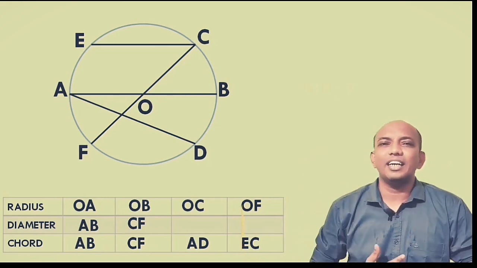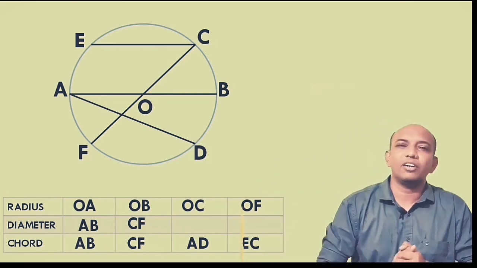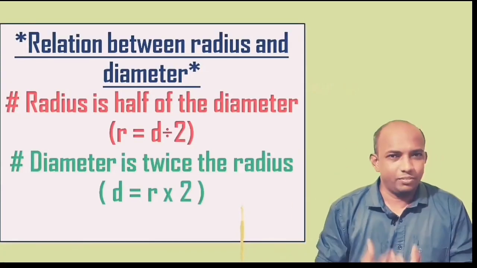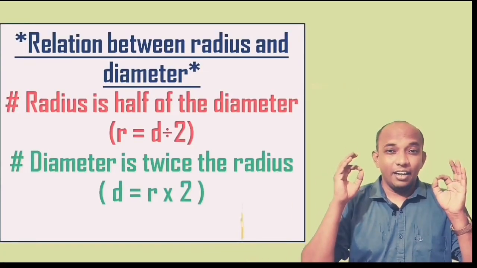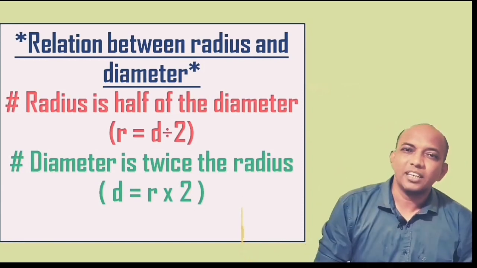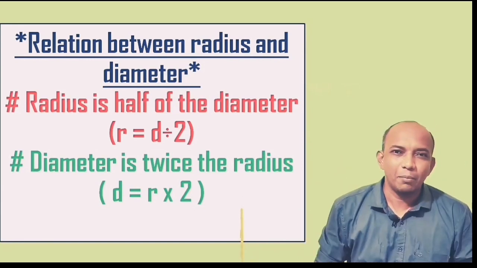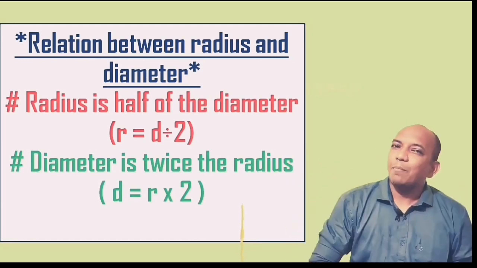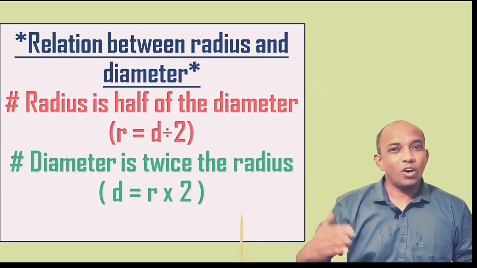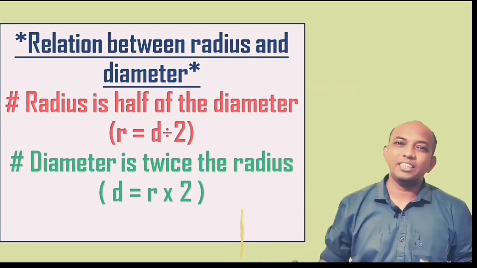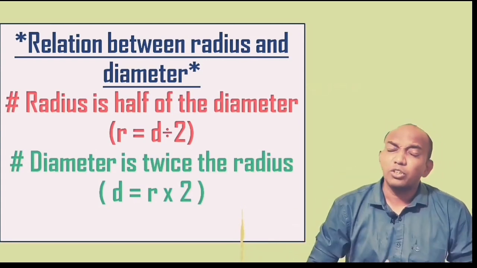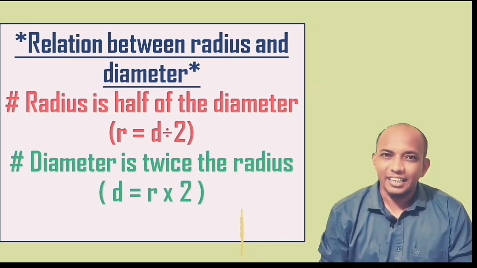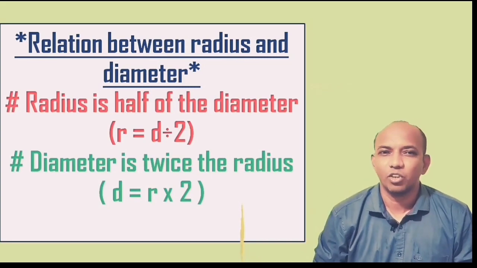Let's try to understand the relationship between radius and diameter now. As you know, a radius is always half of the diameter. Keep it in mind. If you want to find the radius and the diameter is given to you, you just have to divide the diameter by 2 and there you are with the radius, right? Diameter is always twice or double of the radius. That means if radius is given and you need to find the diameter, at that time we are going to multiply radius by 2 and we'll get the answer for the diameter.